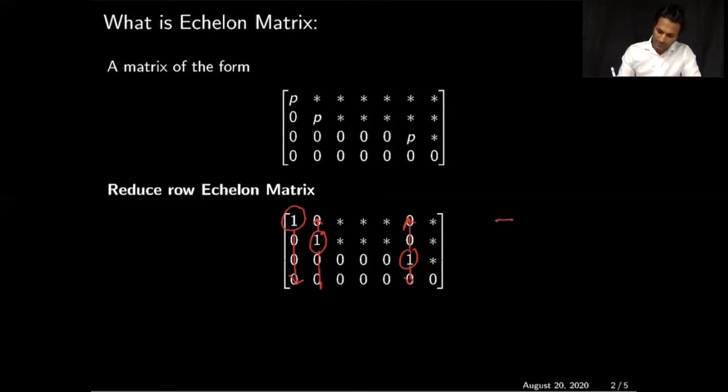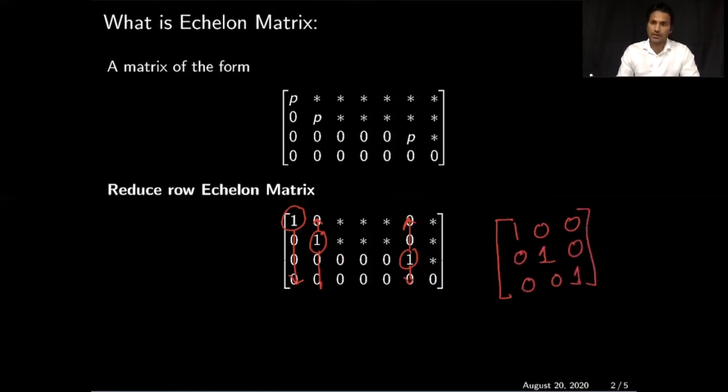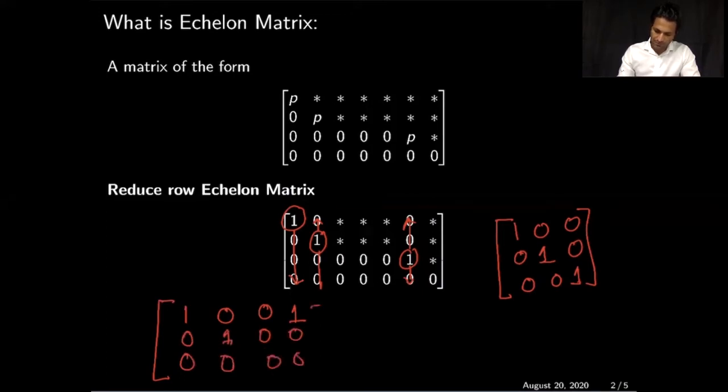For example, 1, 0, 0, 0, 1, 0, 0, 0, 1. This is a very famous matrix, the identity matrix. This is also a reduced row echelon matrix. And 1, 0, 0, 1, 0, 0, 1, 0, 0, 0, 0, 0. This is another reduced row echelon matrix.